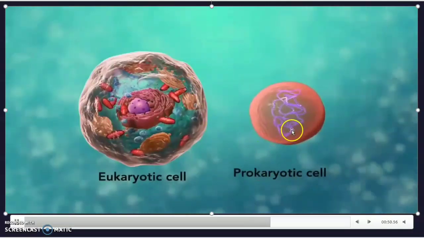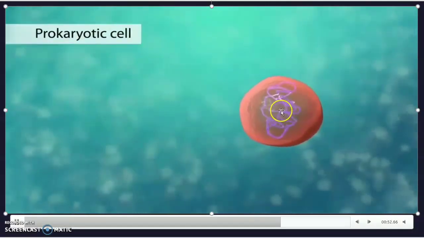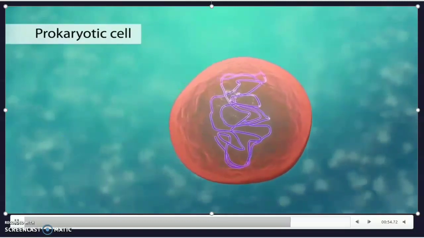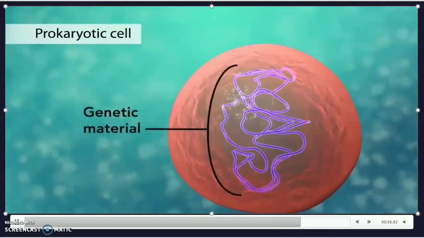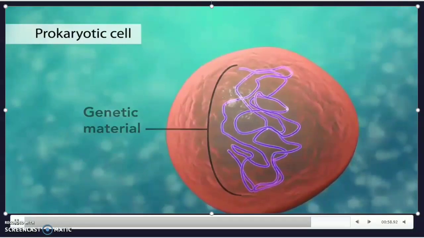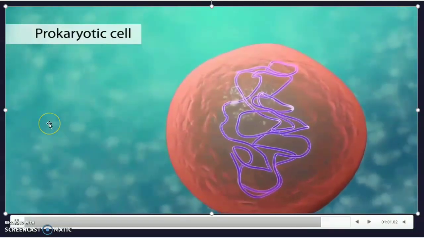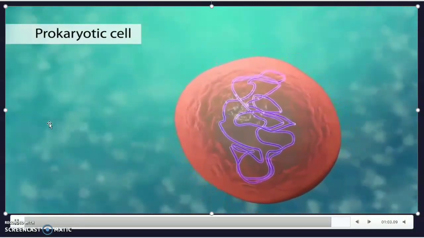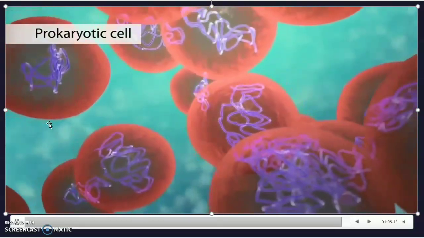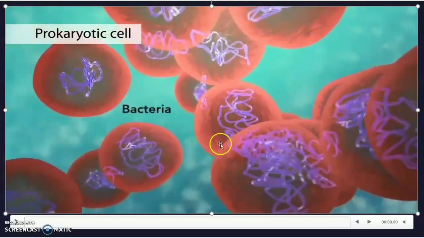If we take the prokaryotic cell, the genetic material floats in the cytoplasm. There is no particular structure of a nucleus. The genetic material does not lie inside a nuclear membrane. It flows freely in the cytoplasm. So that is why it is called a prokaryotic cell.